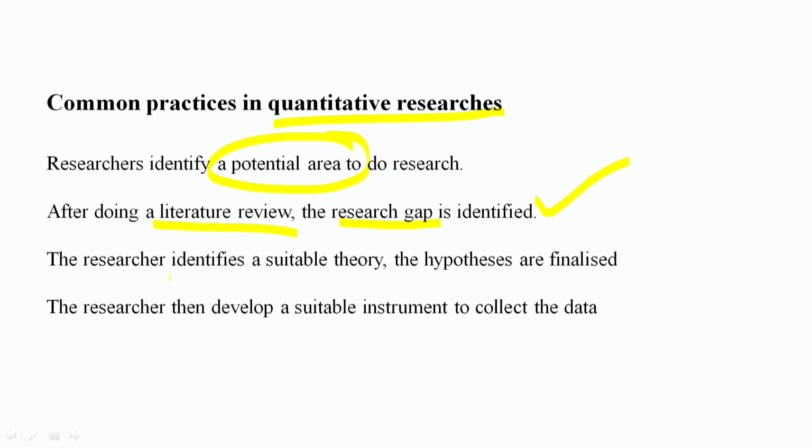Then comes identification of a suitable theory. Let me give you an outline of a theory. Theory means a broad set of concepts that relate to a particular meaning, and that could be universally applicable, and in some cases it would be context specific. Based upon the theory, hypotheses are fixed. Theory gives the direction to conduct your work, and finally the researcher collects the data from the field.